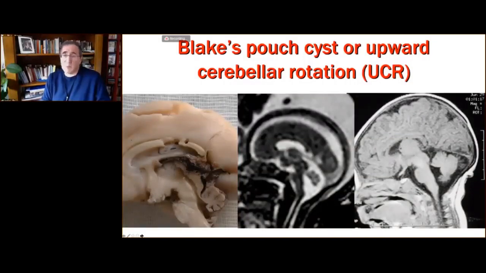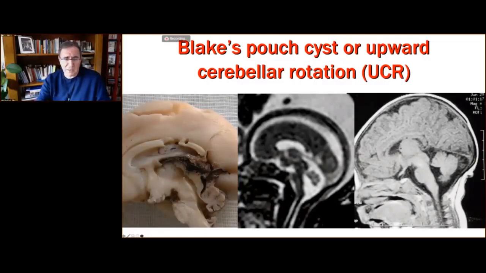Once again, the dominant feature of this condition is that the cerebellar vermis is present and is normally formed, but is slightly displaced upward because of an expansion of Blake's pouch. As you can see, rotation is always limited, and we will return to rotation later on. Typically, Blake's pouch cyst or upward cerebellar rotation, as an isolated finding, is associated with a slight degree of rotation of the cerebellar vermis.